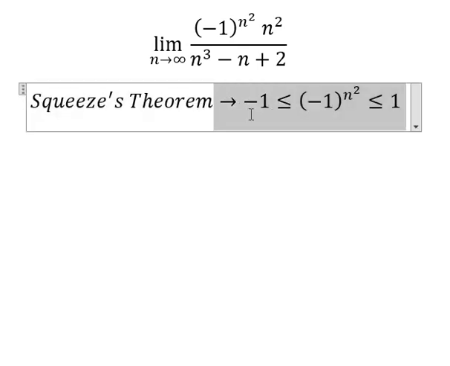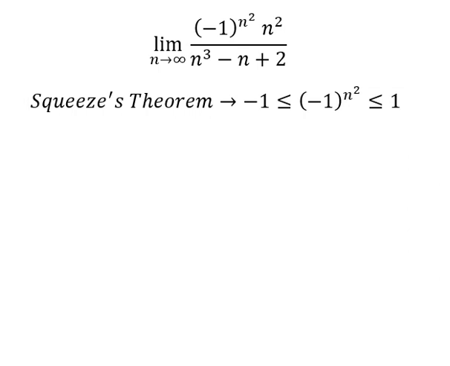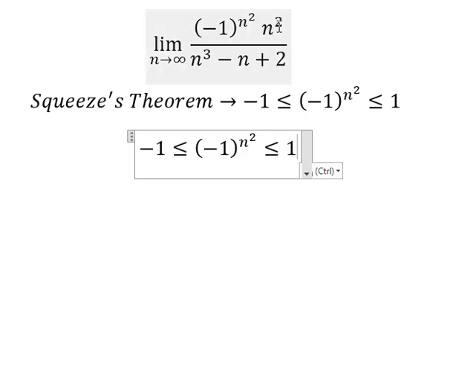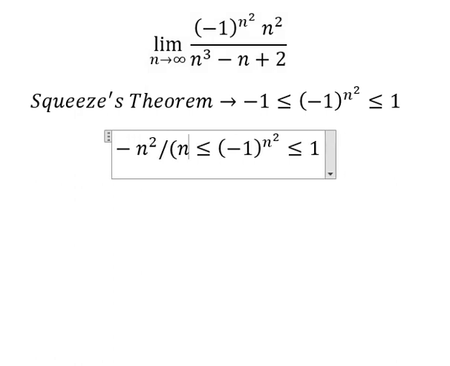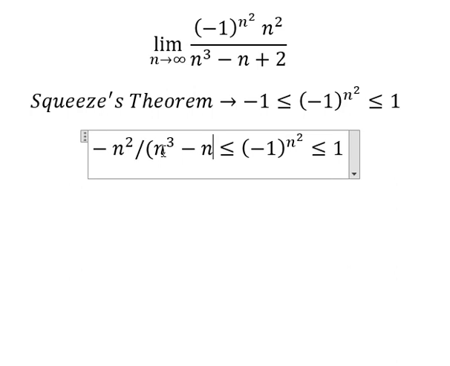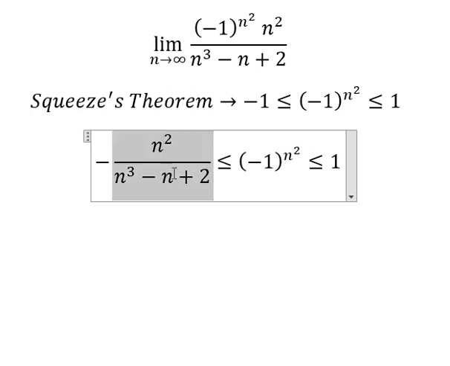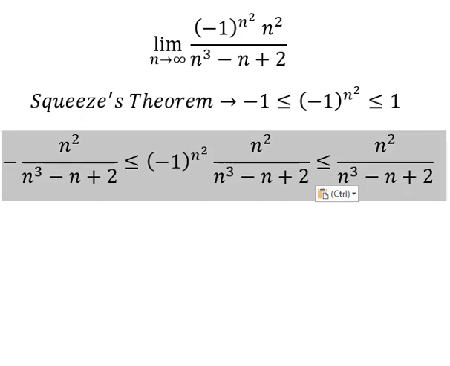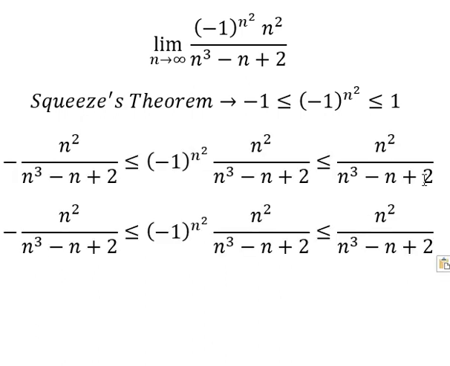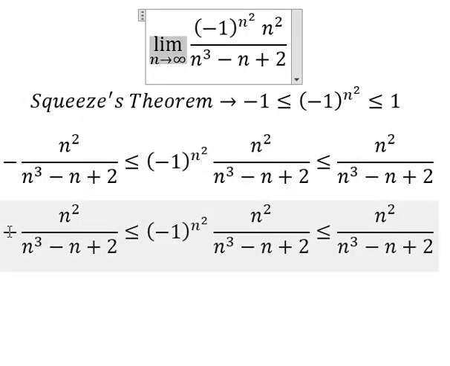Next, we multiply both sides by n squared over n to the power of 3 minus n plus 2. They should be like this. Next, I will put the limit for both sides.